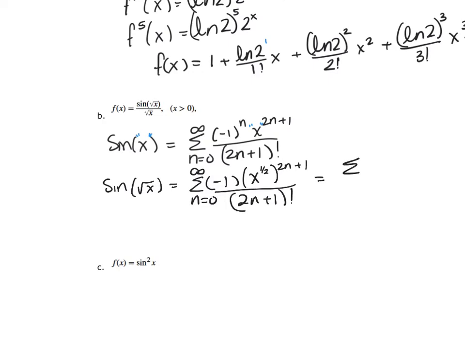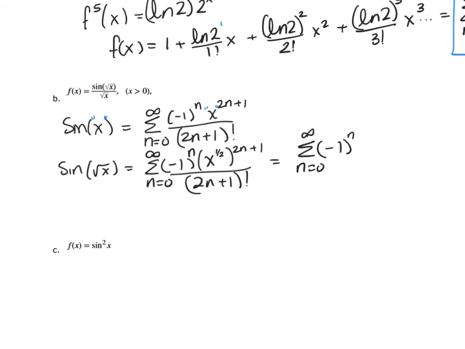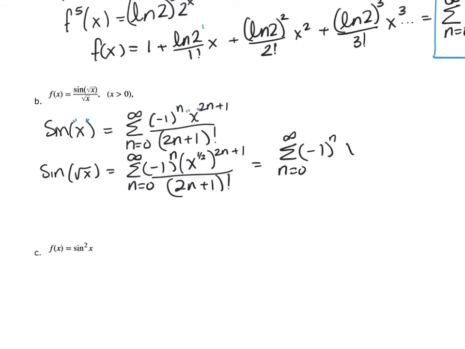which is the same thing as the summation of n equals 0 to infinity. Don't forget that -1 to the n. So -1 raised to the n, x raised to the n plus 1/2 by using the power to power rule. I just multiplied these through, and so I get 1/2 times 2n gives me just n. 1/2 times 1 gives me 1/2. Divided by the 2n plus 1 factorial.